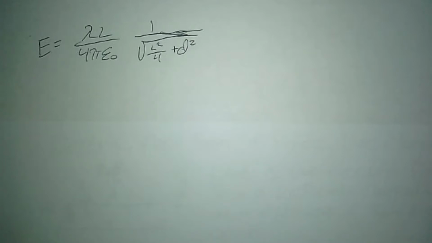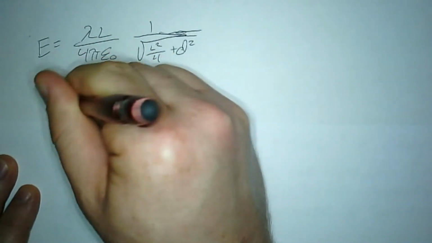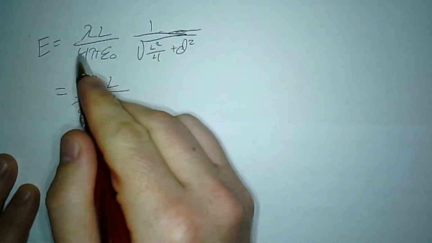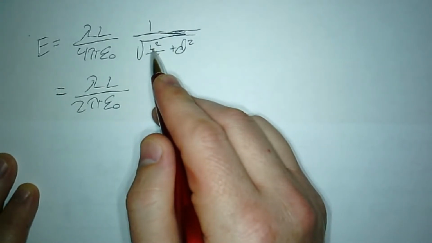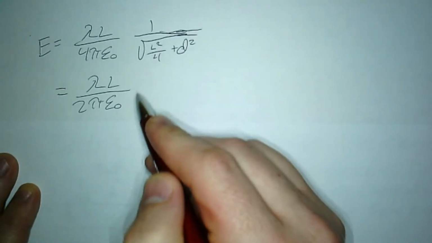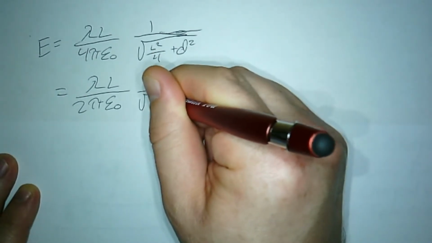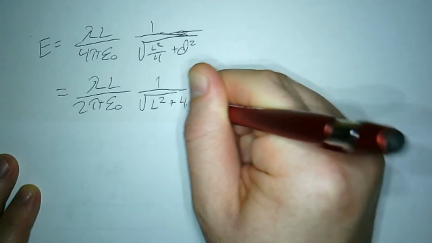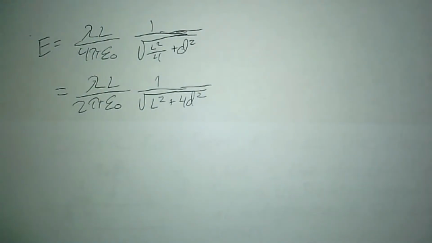One thing we can do if we want to simplify this a little bit or make it a little bit prettier is I can say lambda L over 2 pi epsilon naught, and I take one of those 2's, because 4 is 2 times 2, and distribute it through here. So I square it to put it inside, because I want the square root of 4 to be 2. So I'm going to multiply this by 4 and this by 4. That's actually going to get me 1 over the square root of L squared plus 4d squared, which a lot of people like better. But it's about the same, really.